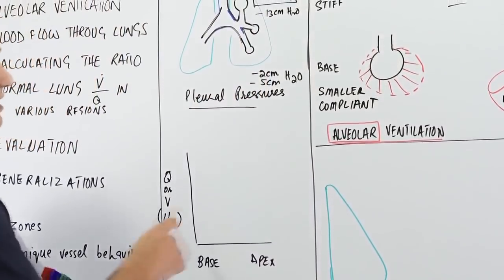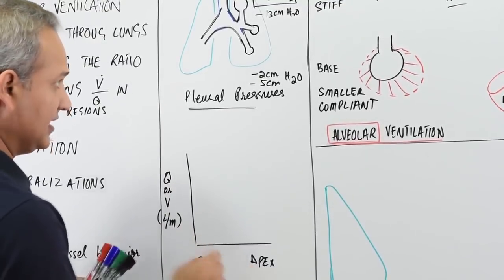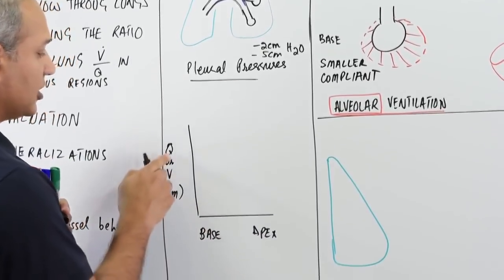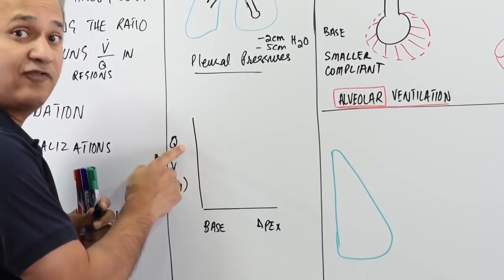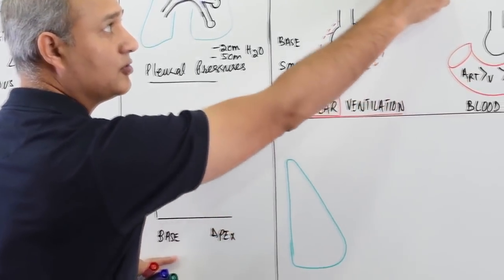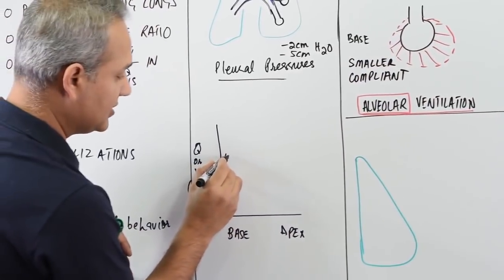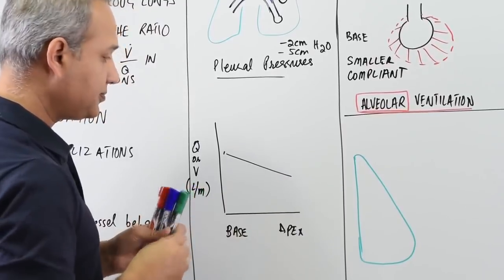Okay, now let's plot this thing over here. This is the base and this is the apex. What do you think if we talk about Q? Q is the flow of the blood. At the base, is there higher flow compared to at the apex? Yes. So higher flow at the base compared to the apex.